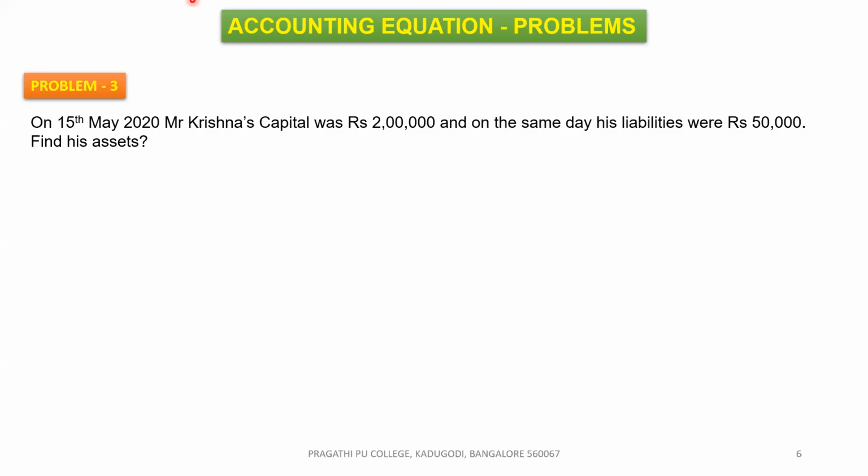See, I am getting different answers. 1,50,000. Who is telling that? Tarun, no?